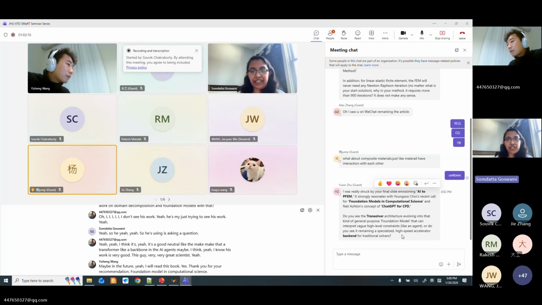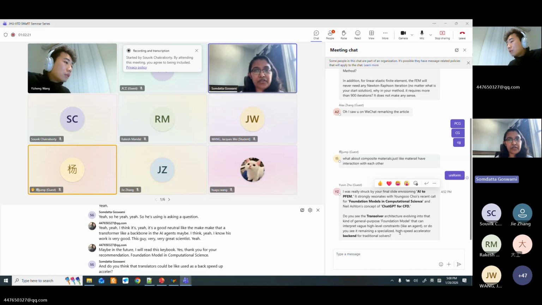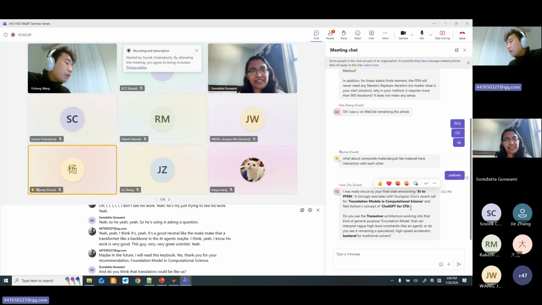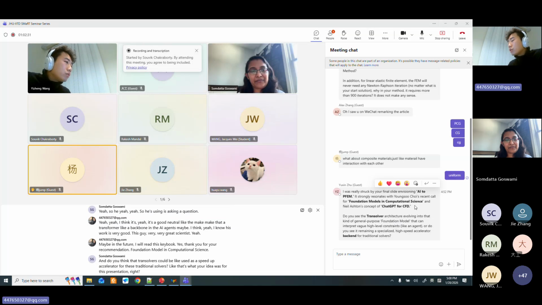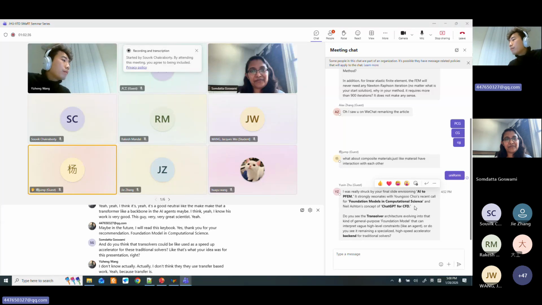And do you think that Transolvers could be used as a speed up accelerator for these traditional solvers? That's what your idea was for this presentation, right? I don't know. Actually, I don't think they use Transolver based work, because Transolver is a very new way.